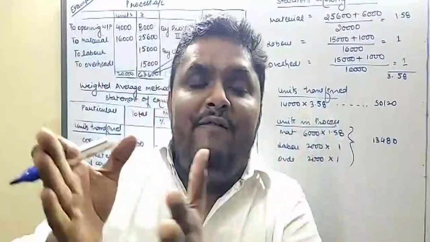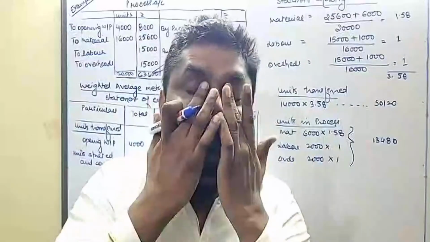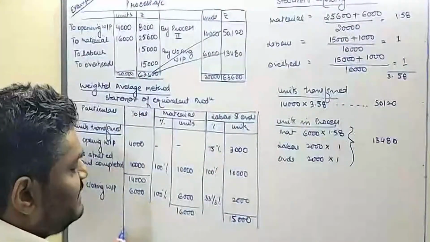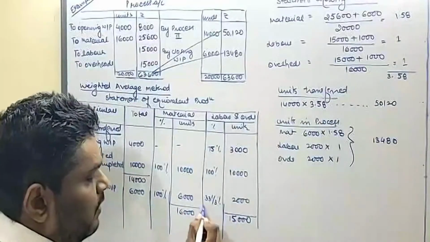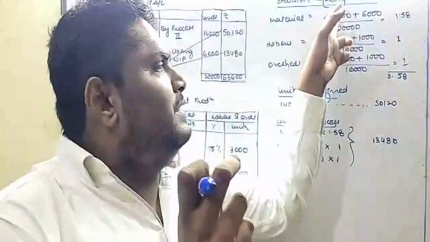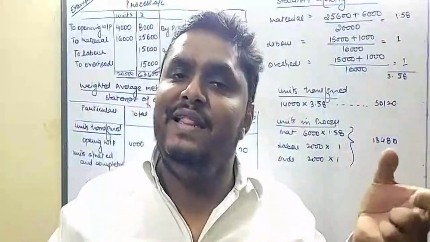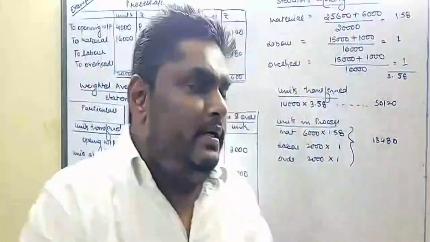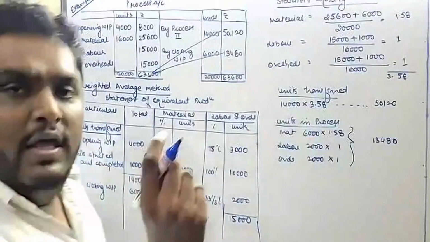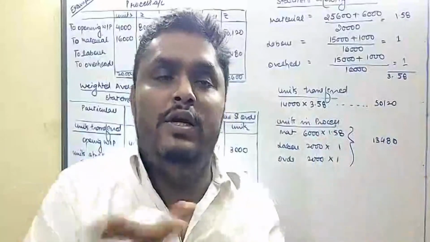Now, since we have to calculate the cost as per weighted average method, what does the weighted average method say? We can convert this statement into weighted average method also. Weighted average method says total cost divided by total units. That is the cost incurred in this month plus the cost incurred in the previous month, divided by total number of units. These are the units processed in this month. If we add the units processed in the previous month, we will get the total units processed.